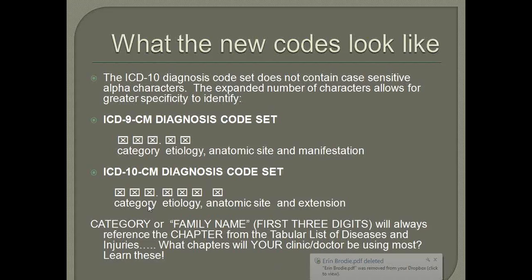So in ICD-10, the category or the family name, which is the first 3 digits of the code, will always reference the chapter from the tabular list of diseases and injuries. And one of the things that I would like you all to do, when you go back to your offices on Monday, is start looking at your ICD-9 code book and look at the chapters that you would predominantly use in your particular healthcare discipline.